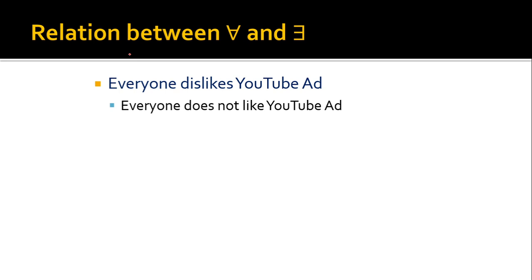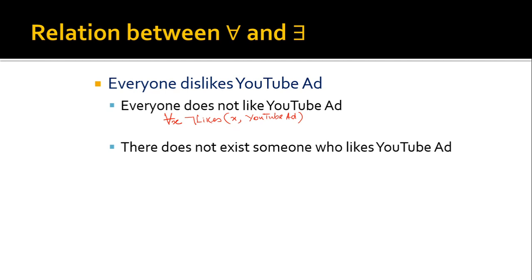So how can we model that in first order logic? For all x, because you have everyone, does not like. So first you have to write likes x, YouTube ad, and as you have a does not here, we take a negation of this. Now, what is the other way to say the same thing? The other way to say the same thing is there does not exist someone who likes YouTube ad.